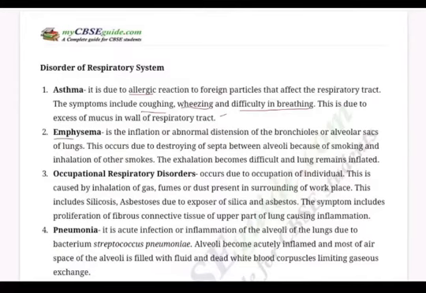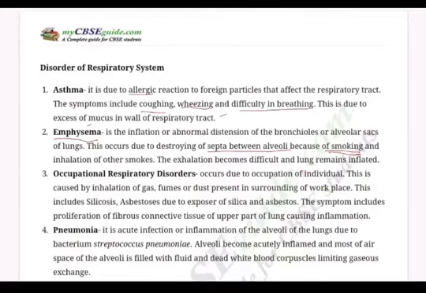And then the most important one, emphysema. This is repeated last in your board exam, annual exam. It is the inflation or abnormal distension of the bronchioles. Remember, bronchioles, the branches of bronchus, alveolar sacs of lungs. That is, there will be disshaping of this. This occurs due to destroying of septa between alveoli because of smoking. That's why be careful. Smokers need to be very, very careful. It is better to quit smoking. And inhalation of other smokes.